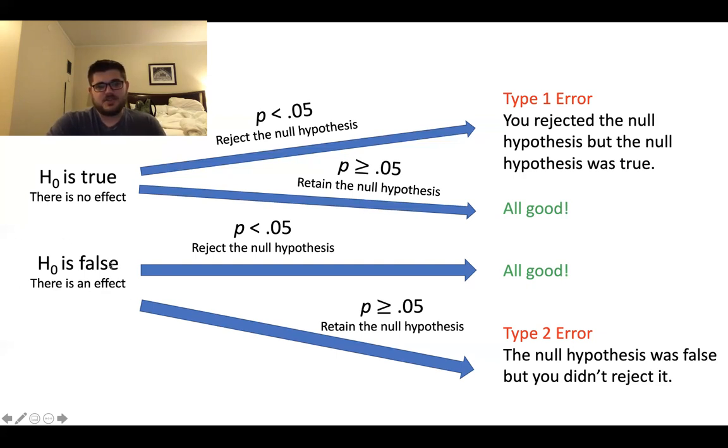But let's say there is an effect. So the null hypothesis is indeed false, but you don't get data that speaks to that. Your data says, no, the null hypothesis is true. It looks like there is no effect. That's called a type 2 error. That's when there is an effect, but you retain the null hypothesis. You failed to reject the null hypothesis. The null hypothesis was false. You should have rejected it, but you didn't.